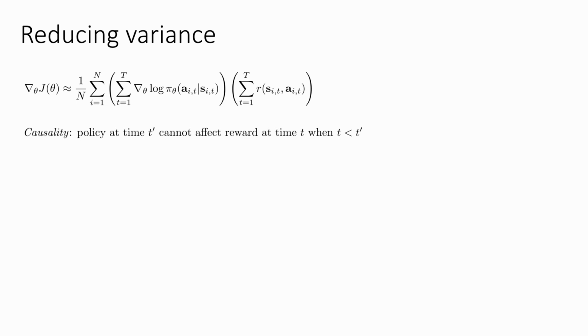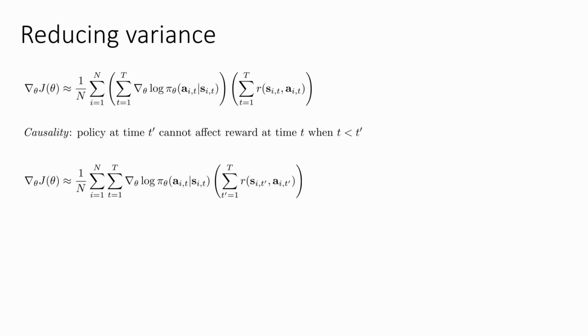So more formally here we can say that it means that the policy at time t prime cannot affect the reward at time t when t is less than t prime. So what you do tomorrow is not going to change what grade you get on the homework tonight, right? Because tomorrow it'll be too late. Unless you take a late day.